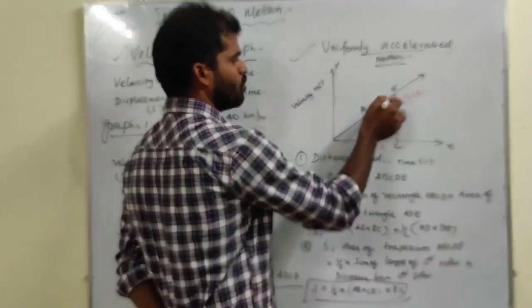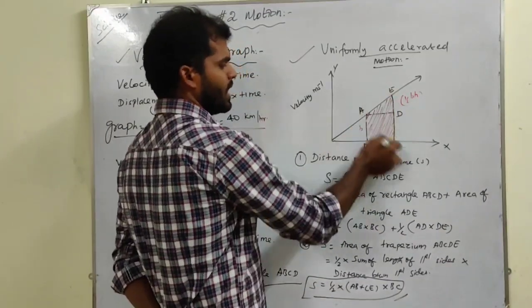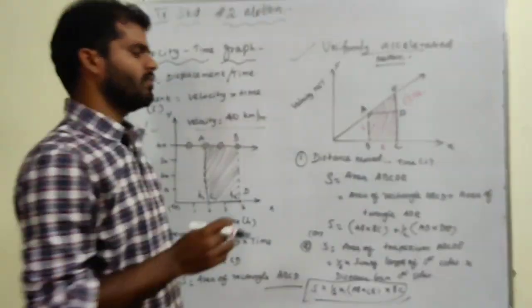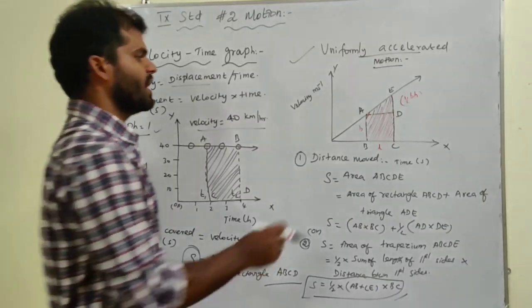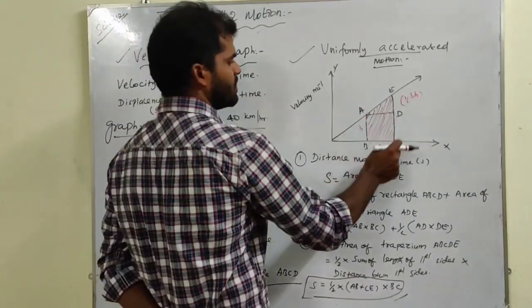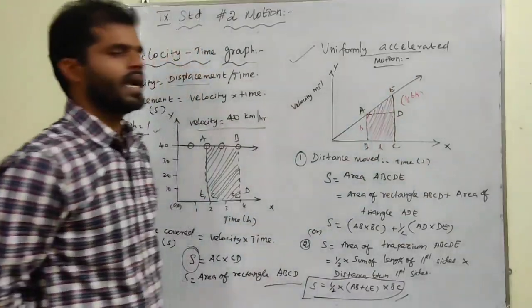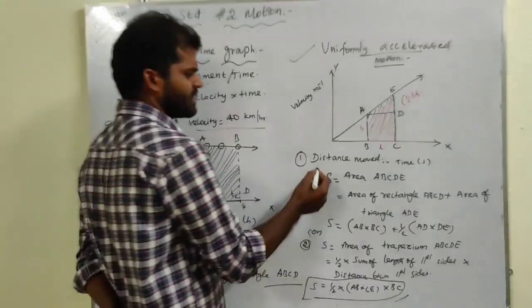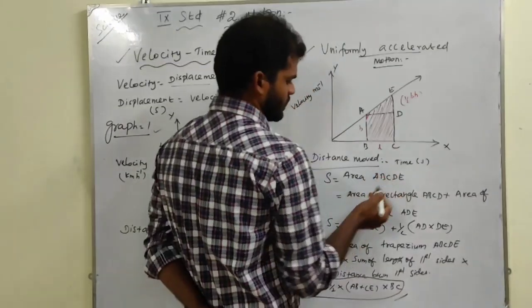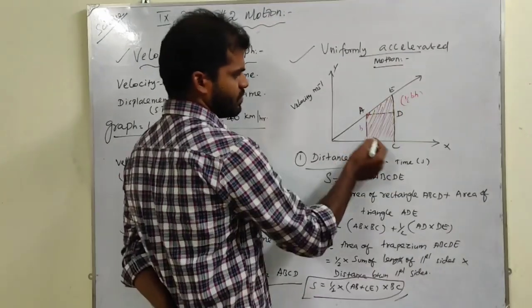So this is exactly uniform motion. I have taken two points, A and E. We have to find out the distance covered. For example, I have taken this region A, B, C, D, E. What is the distance covered? I have to calculate it. This is very simple actually. What is the distance moved? This is the area.